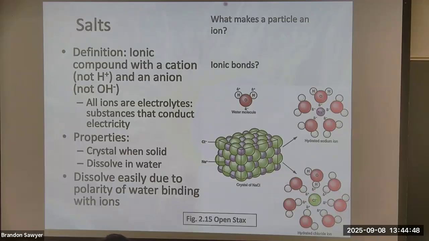So what makes a particle an ion? It's that it has a charge, positive or negative. And the ionic bonds we've already talked about, where an electron is transferred from one to the other. Now the one that gained the electron has a negative charge, the one that lost the electron has a positive charge, and now they stick together. And so water is good at dissolving those substances.